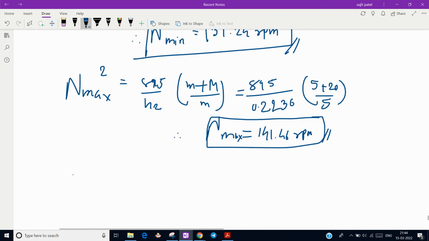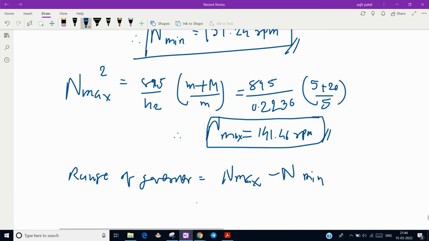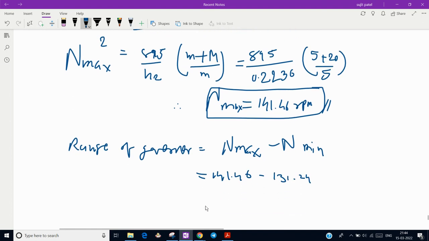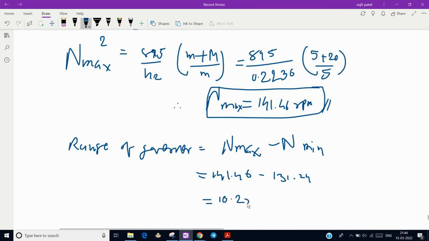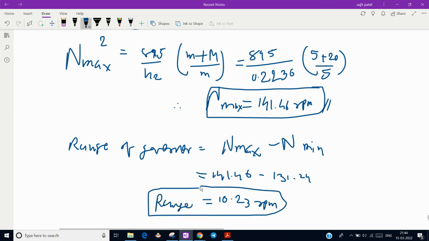Now the range of the speed of this governor will be N max minus N min. So maximum speed is 141.46 minus 131.24. So your range of speed will be 10.23 rpm. So this is the answer, the range. I hope you understand this.